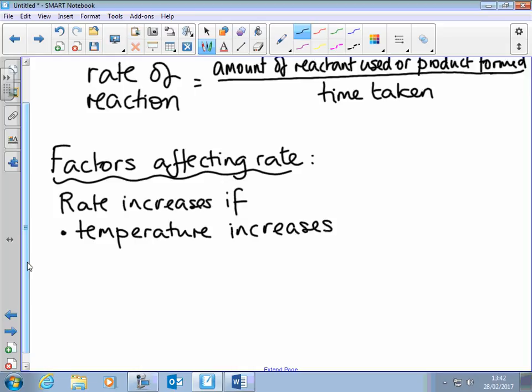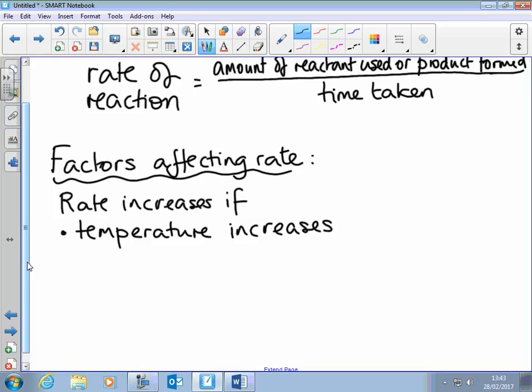Sorry? Both ways. If temperature decreases, the rate will decrease. It's not a reaction as such, no. Oh, for an endothermic reaction, yeah, where you're putting heat into it, I don't think it will make any difference.